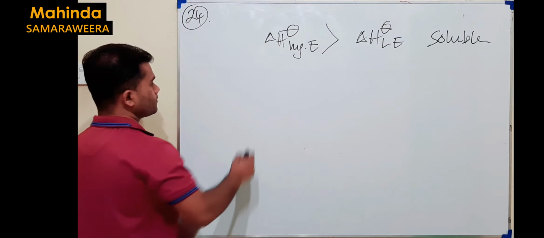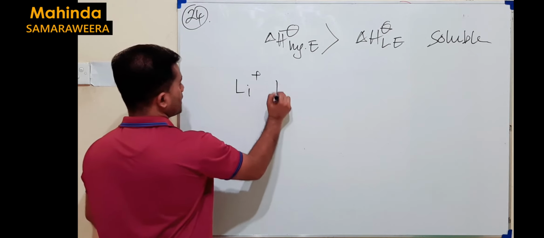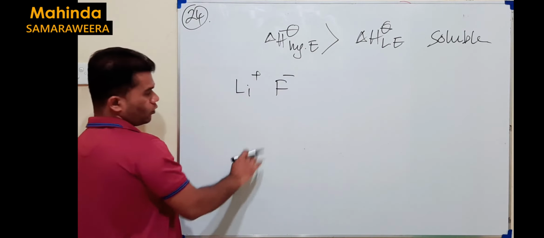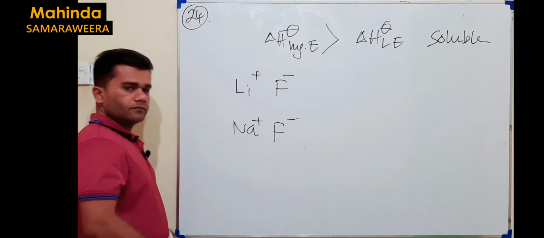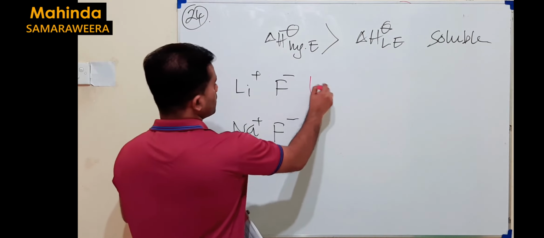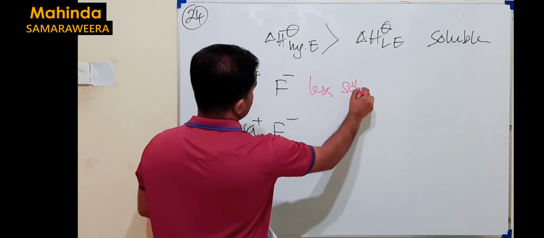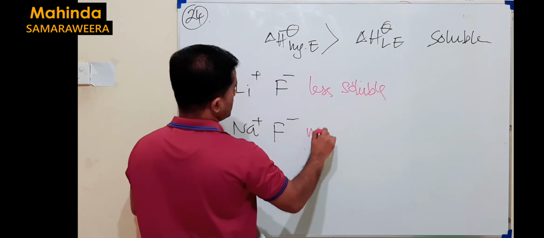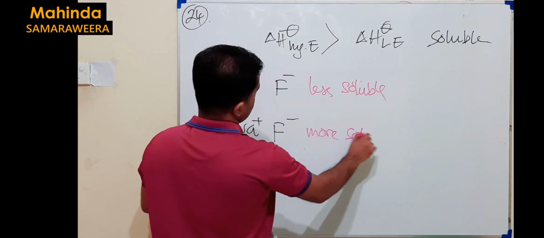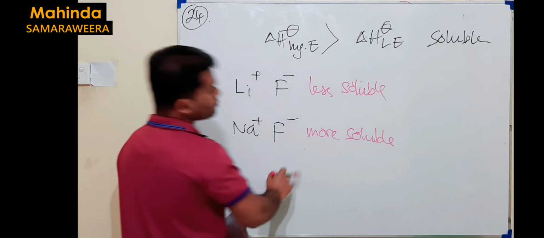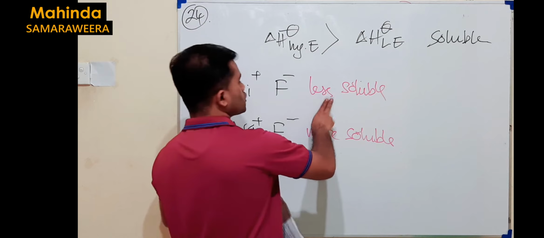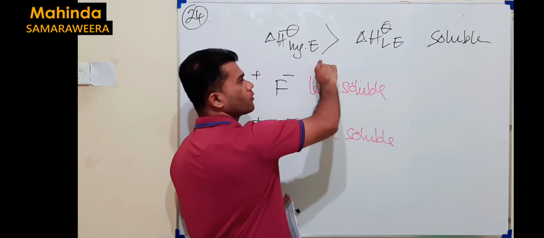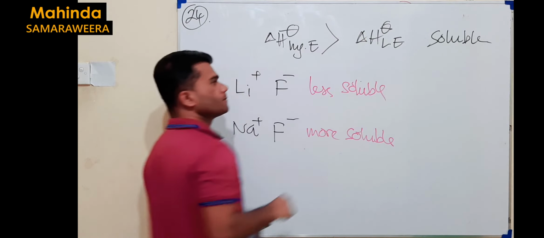Let's take lithium fluoride, Li plus F minus. I take one more halide like sodium plus F minus. This is less soluble, this is more soluble. Which one then explains this phenomenon? I told you, less soluble means it should be the other way around. I mean lattice energy should be large.